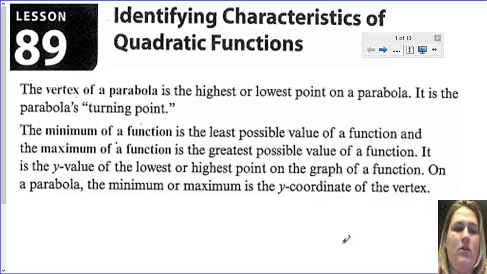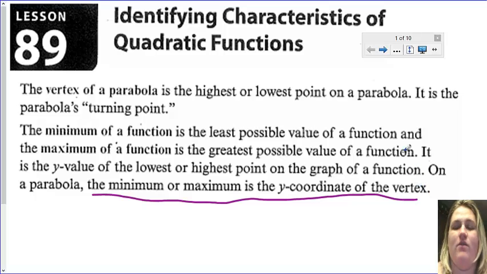Okay? The minimum of a function is the least possible value of a function, and the maximum of a function is the greatest possible value of a function. It is the y value of the lowest or highest point on the graph of a function. On a parabola, the minimum or maximum is the y-coordinate of the vertex. Okay, so that's important for you to know. The minimum or maximum is the y-coordinate of the vertex.